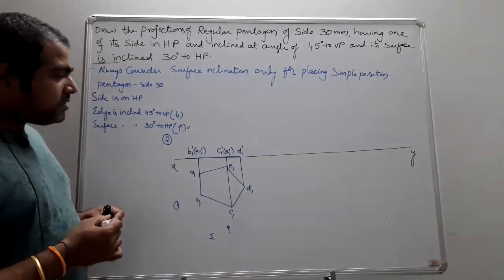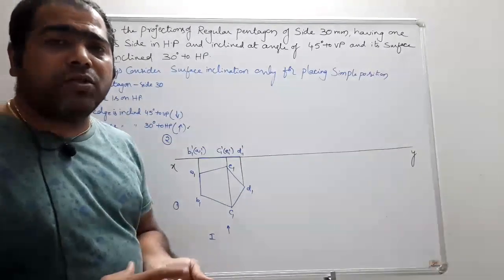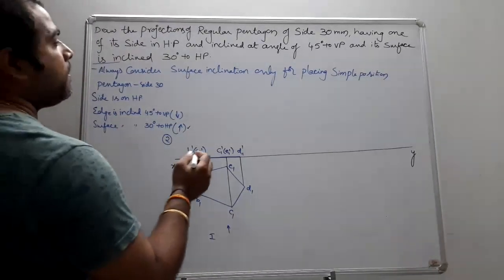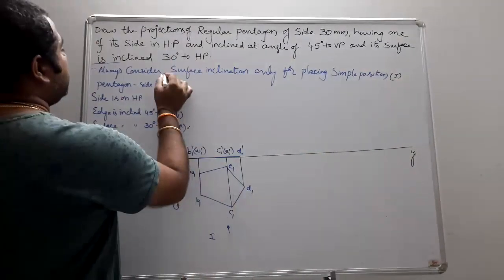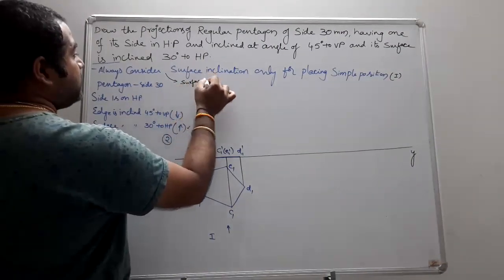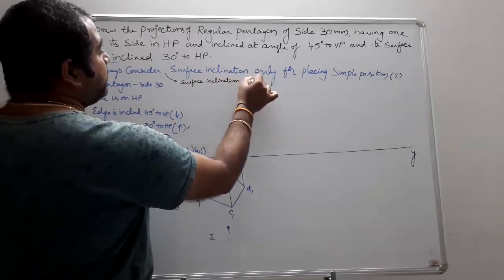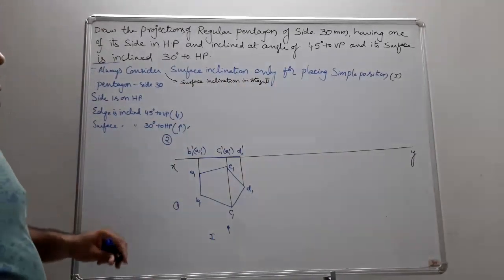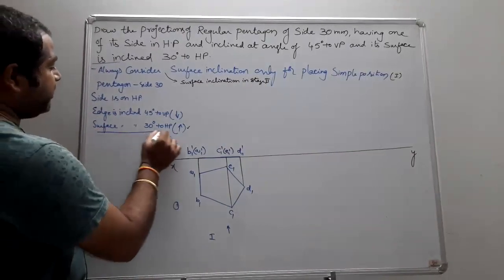Okay. Next, what do we do in stage 2? This is stage 1. Next, always consider surface inclination in stage 2. What is our surface inclination? Surface is inclined 30 degrees to HP.